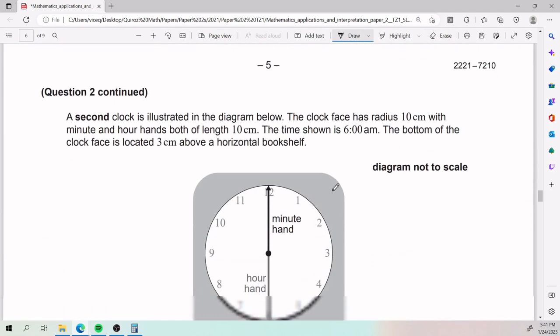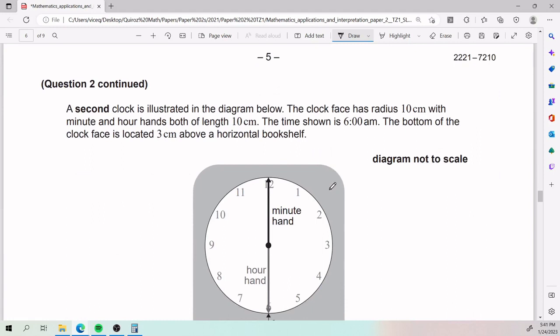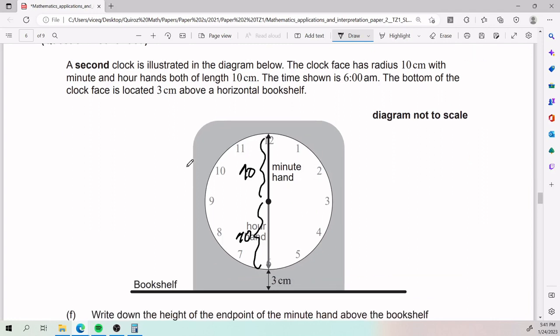Awesome. Then they tell us that a second clock is illustrated in the diagram below. The clock face has a radius of 10 centimeters with a minute and an hour hand both of length 10 centimeters. So from here to here, it is 10. From here to here, it is also 10. The time shown is 6 a.m. The bottom of the face is located at 3 centimeters above a horizontal bookshelf. And so those 3 centimeters are depicted right.